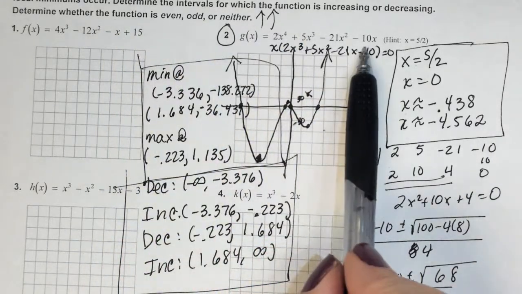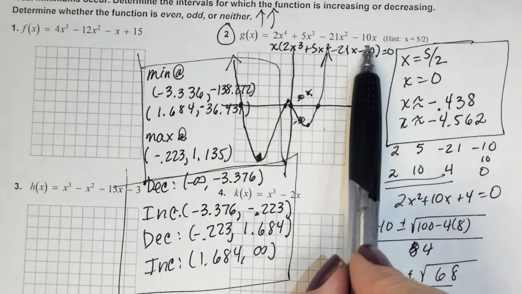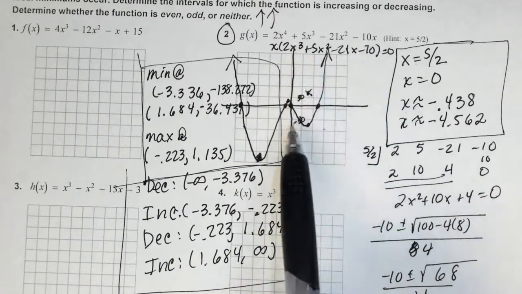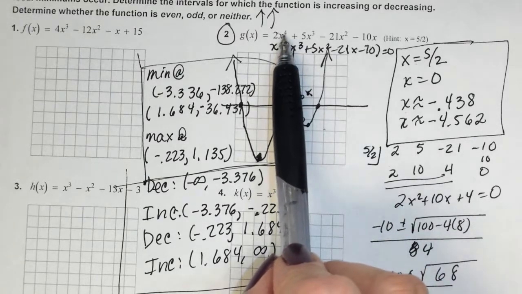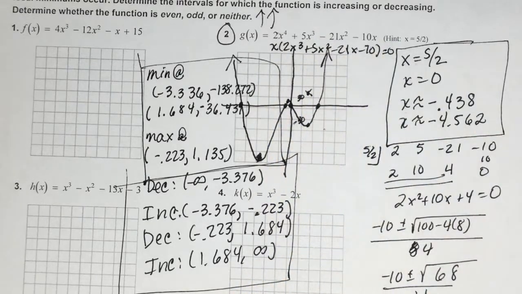Oh, back to last question. Is this even, odd, or neither? Neither. Neither, right? It has no symmetry, so it's got to be neither. And plus, these are a combination of odd and even exponents, so it's neither.